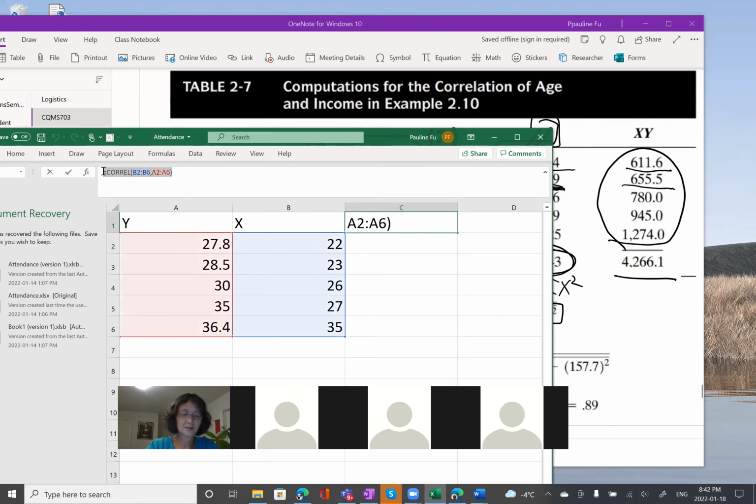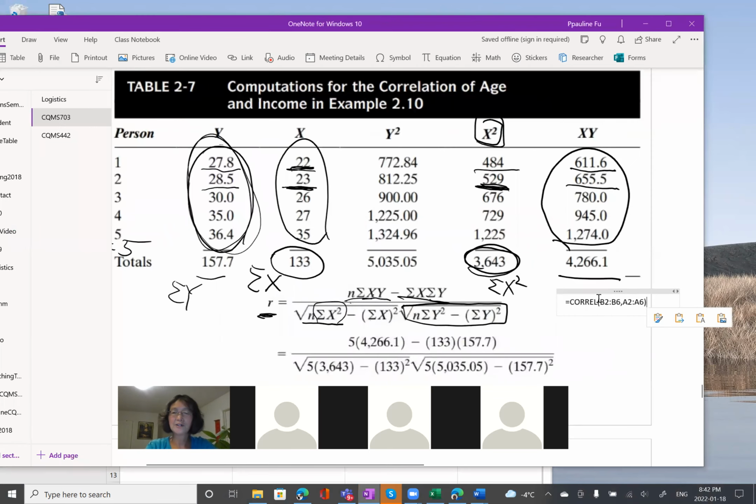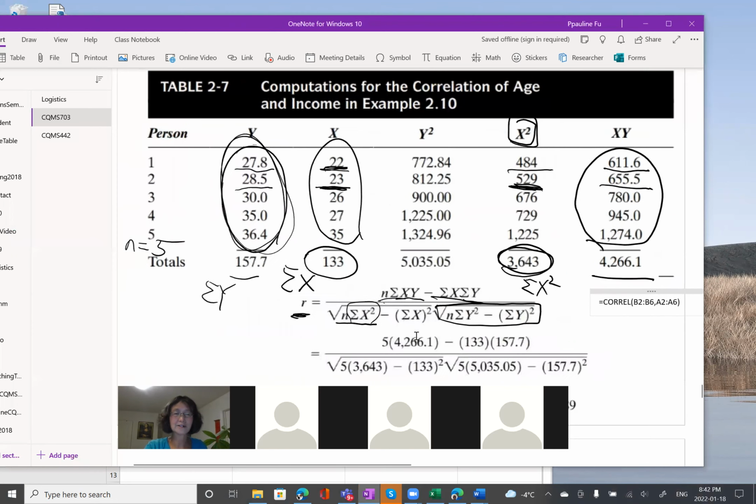Okay. So as you can see, using technology is powerful. Imagine you calculate it by hand.